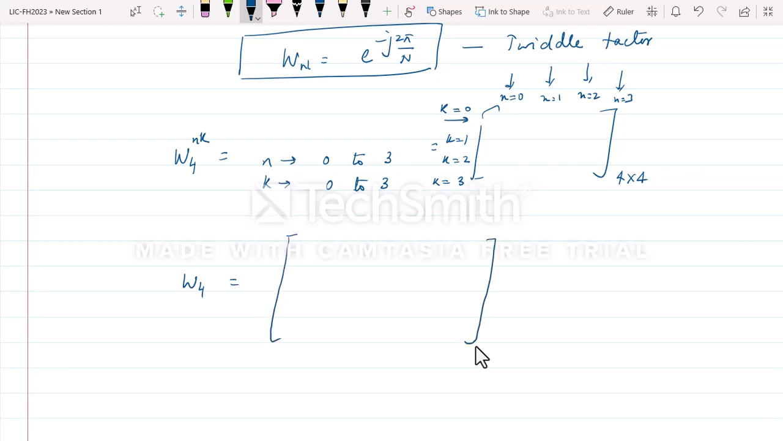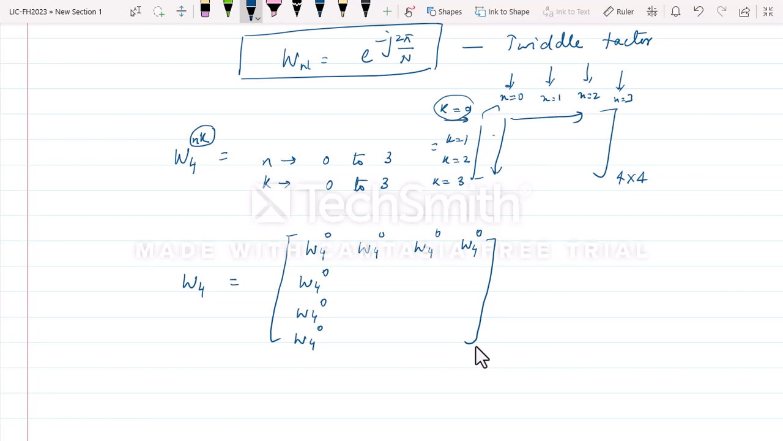When I write the first row, you can see the first row is for k equals 0. That means it is W4 0. What is the value of n does not matter. We have only k equals 0, so it becomes all W4 0. Similarly, column 1 is for n equals 0, so when I put the value of n here, this also becomes W4 0. So these all are W4 0. Now this row and this column are W4 0.